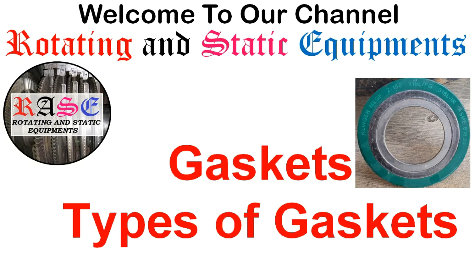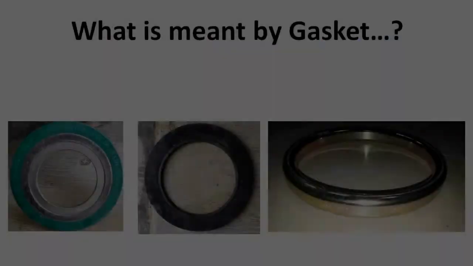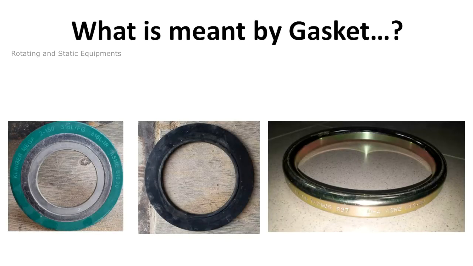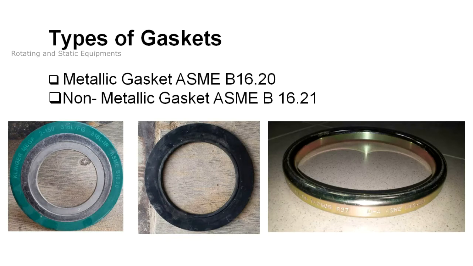First, what is meant by gasket? Gasket is a mechanical sealing device. A piece of metallic or non-metallic material is used as a gasket, and it is used to make a tight sealing between two parts that are joined together. It fills the space between the two mating surfaces or flanges to prevent leakage from the joint objects while under compression.